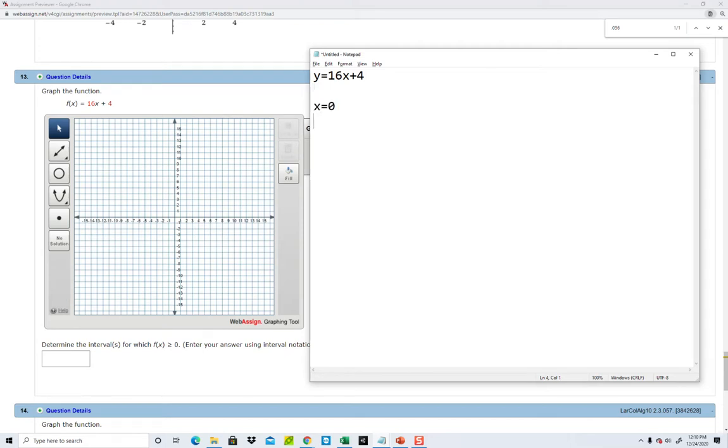If I plug in x equals 0, I got y is equal to 16 times 0 plus 4. Y is equal to 4. So I'm going to have the point 0, 4.